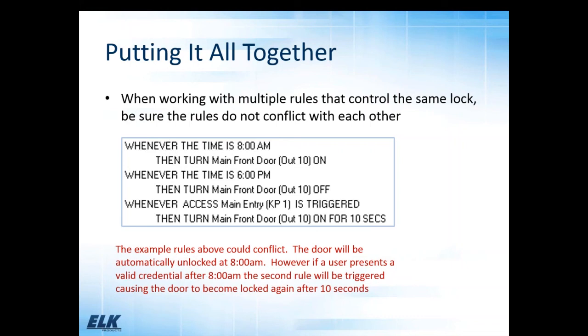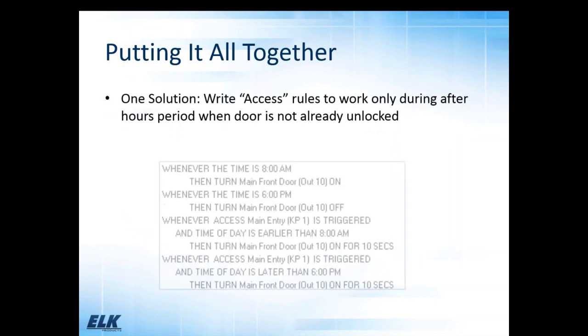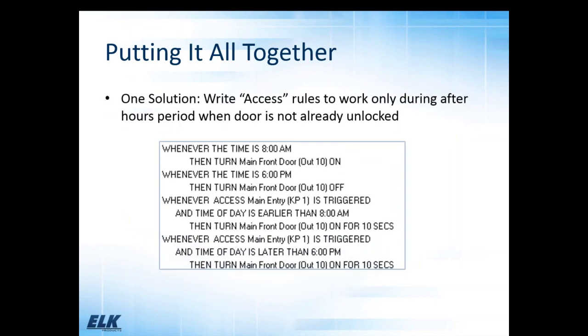That third rule will actually override the 8 a.m. rule. As we can see, the output fired at 8 a.m., the door unlocked, but perhaps the person didn't realize the door was unlocked, so they walk up, they swipe their card or enter their code. It then turned output 10 on for 10 seconds, and the output turned off. So the way we want to get around that is to ask, is the output already in an on or off state?